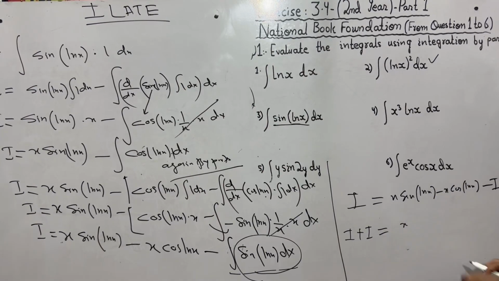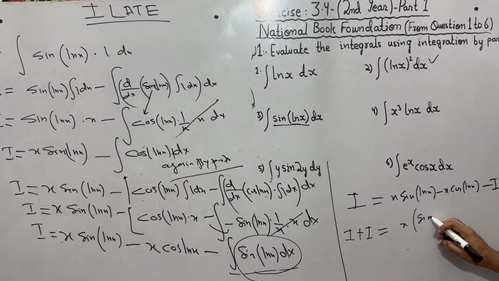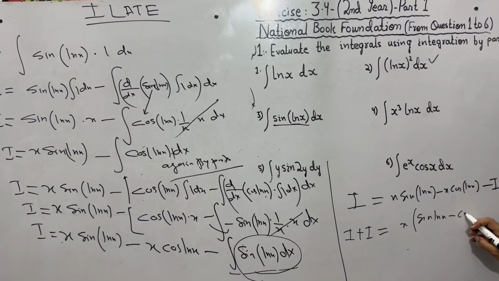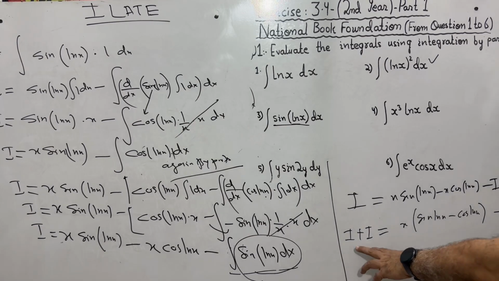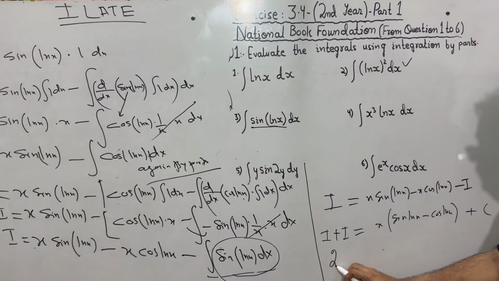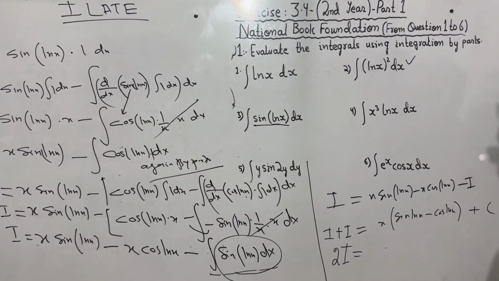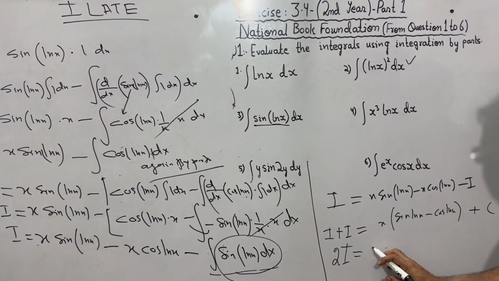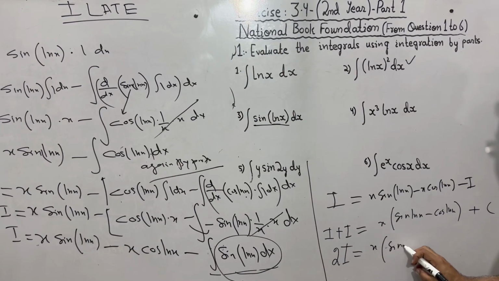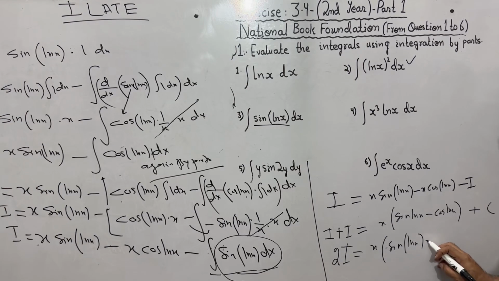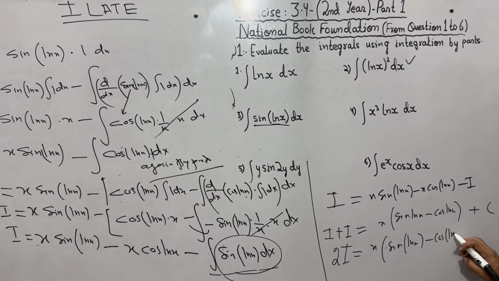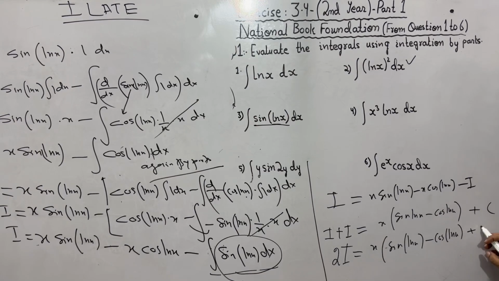Here, whether to take x common or not, let me take it common. x common: sine ln x minus cos ln x. No more cos will introduce c. I plus I will become 2I. Same, x times sine ln x minus cos ln x plus c.